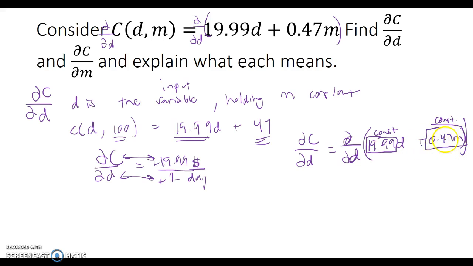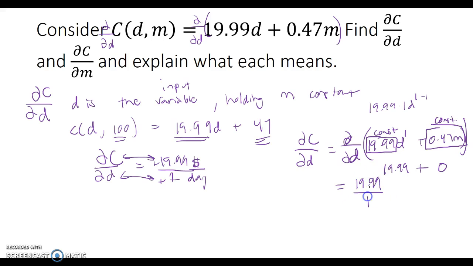Okay, well, what's the derivative of a constant? Well, the derivative of a constant is 0. And also, by the way, the derivative of a sum is we can find the slope of each individual term and add the slopes together. And the derivative of 1999d to the first power is, if you do the power rule, 1999 times 1 to the d to the 1 minus 1, and that just turns out to be 1999. So we don't really even need to use the power rule there. We know that the slope of a linear function is just going to be the slope of that function. So our answer is that the partial derivative of c with respect to d is 1999.